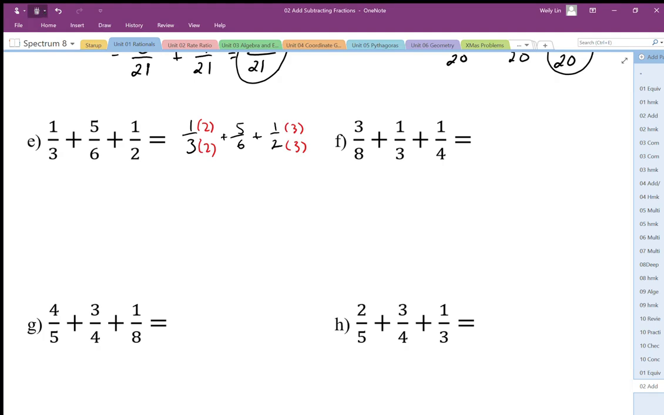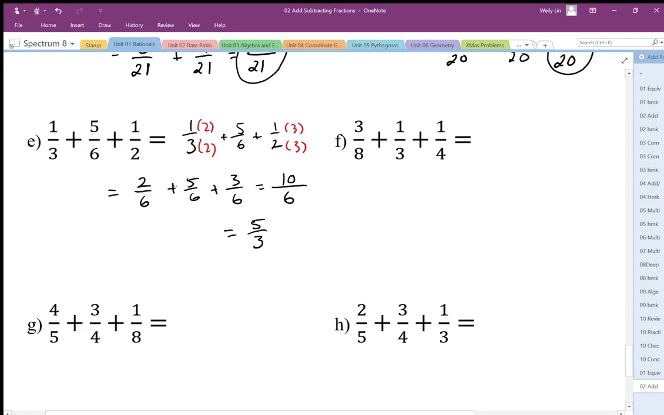Okay, because I did the top and bottom the same, I'm going to keep the same fraction. So 2/6 is the same as 1/3. 5/6 and 3/6 is the same as 1/2. Now I can add the numerators together. The denominator, the size of the pieces, stays the same. So I'm going to end up with 10/6. Okay, that's a good enough answer, although really we can simplify that to 5 over 3 by dividing by 2.